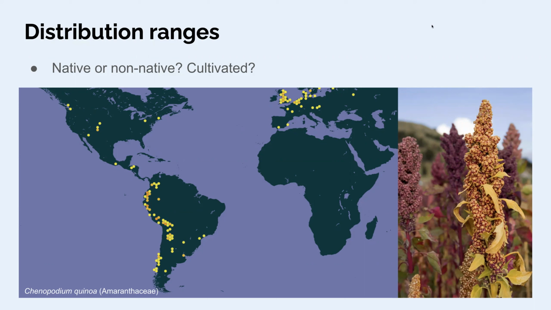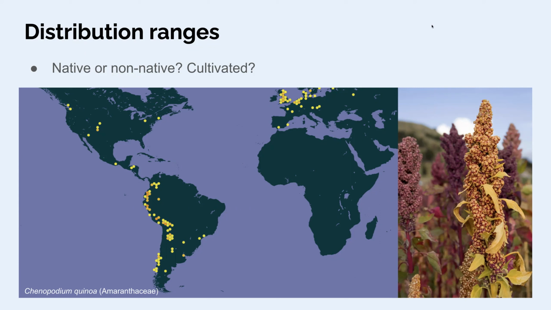A lot of times you can piece it together based on the specimen information. So if you have a specimen of this plant that's collected in a garden, so it says it's from somebody's garden or a horticultural center or a botanical space, that might be outside of its native range.